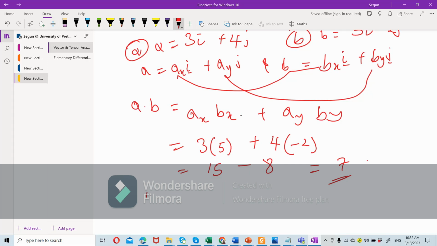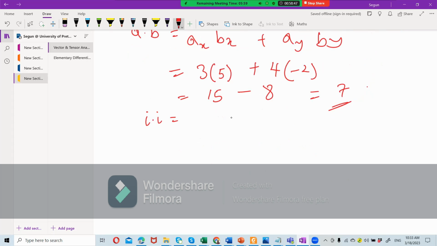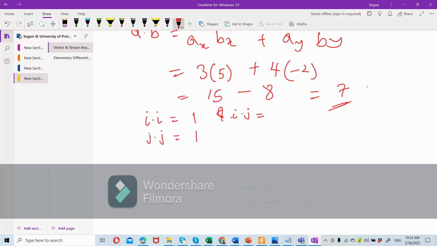Please take notes. When you have I dot I, what does it mean? It's equal to 1, sir. I dot I is 1. J dot J is 1. And I dot J is what? And J dot I is what? Are they 0 or 1? Please take notes. It's there in your notes.